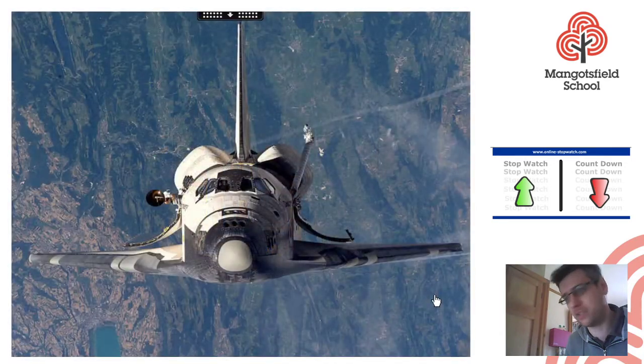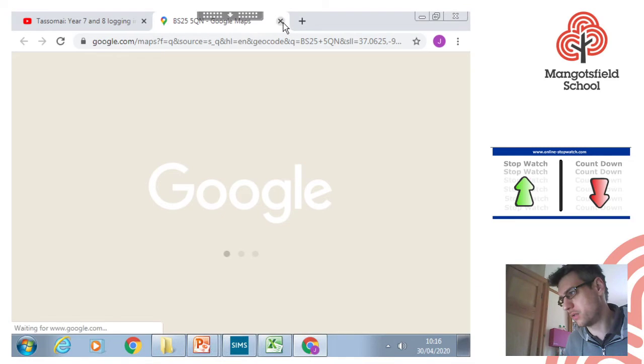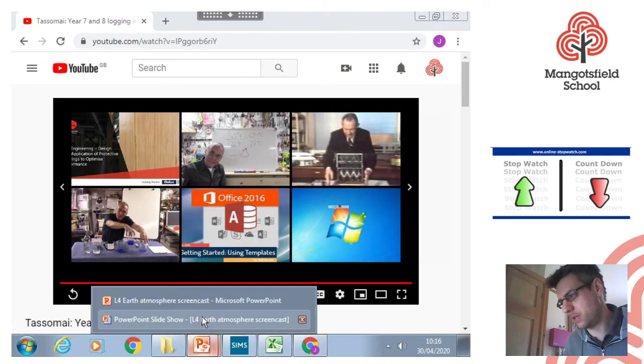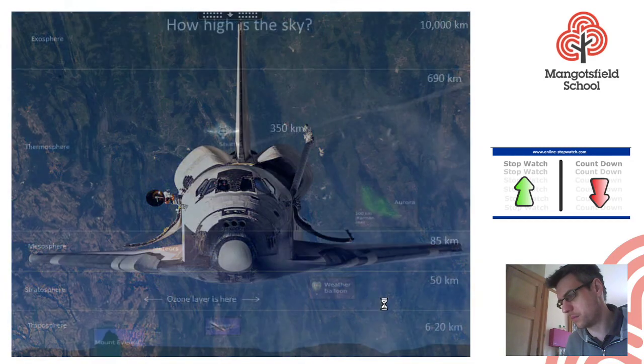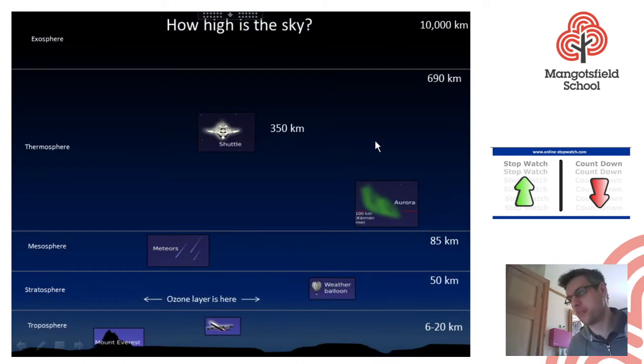Right, now let's have a look at this diagram. Oh, I've clicked on the wrong thing. Apologies for that. Back to the show. There we go. Right, back on track. And here's a diagram of the different sections of the Earth's atmosphere.